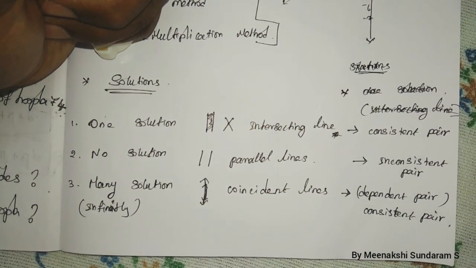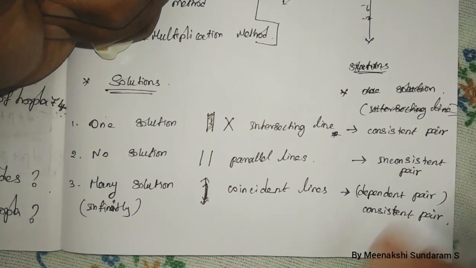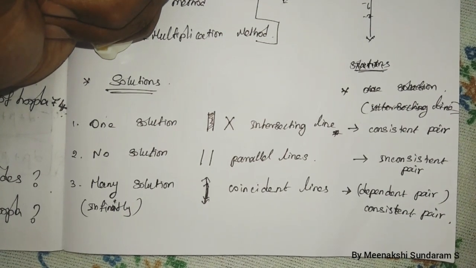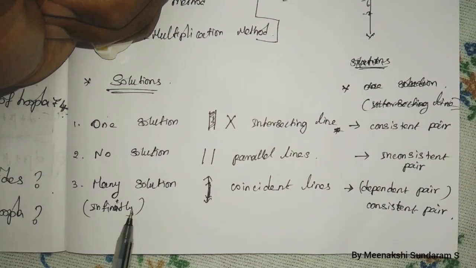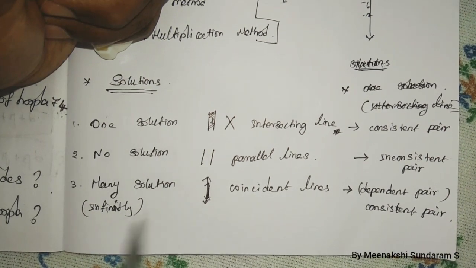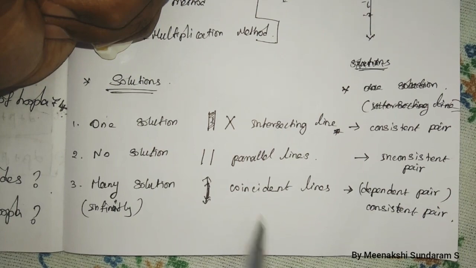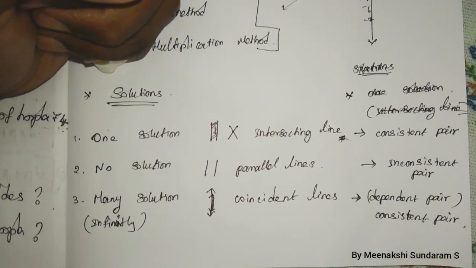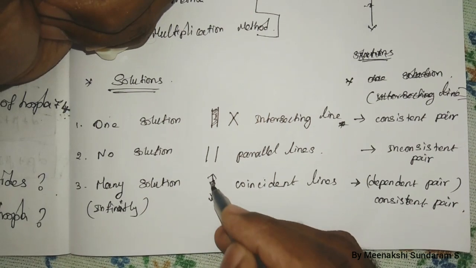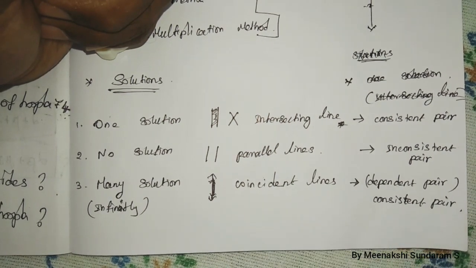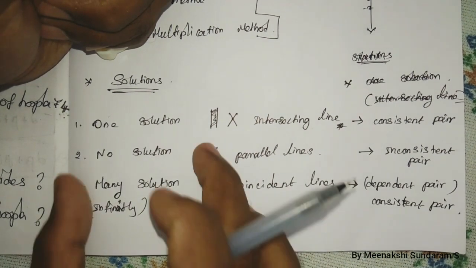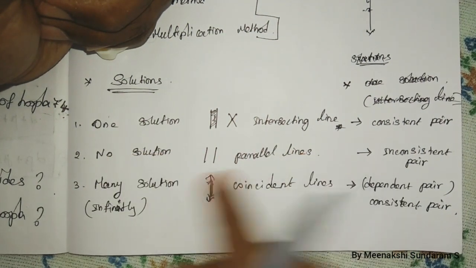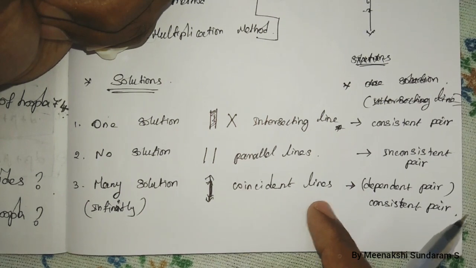Clear? Next, coincident lines. Maybe sometimes both lines lie on one another. That is coincident lines. Algebraically, that is called many solutions, infinitely many solutions, because each and every point is an intersection when the lines lie on each other. So very clear? One solution when it is intersecting lines, no solution when it is parallel, many solutions when it is coincident, right? It is vice versa.